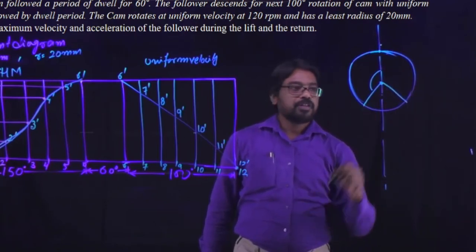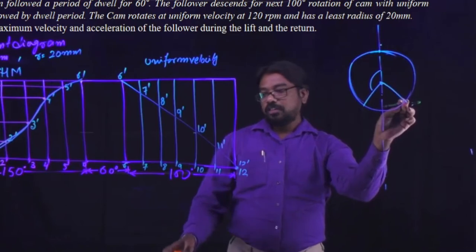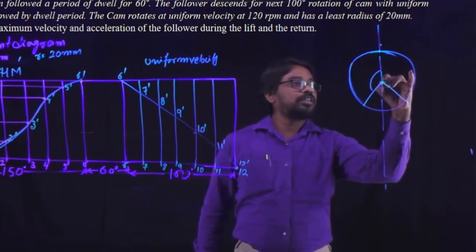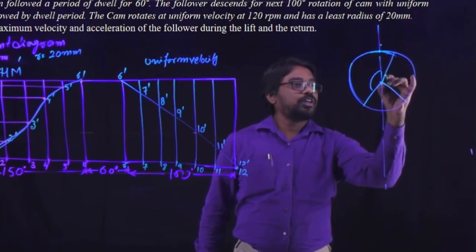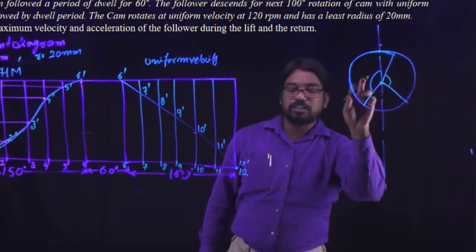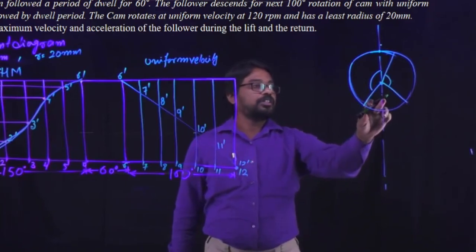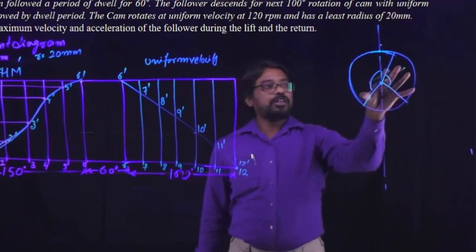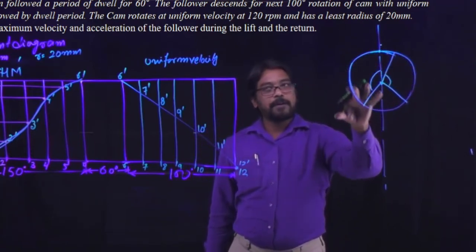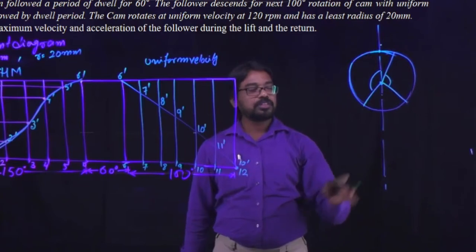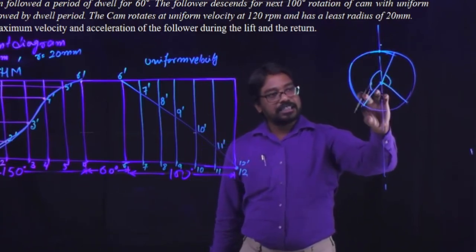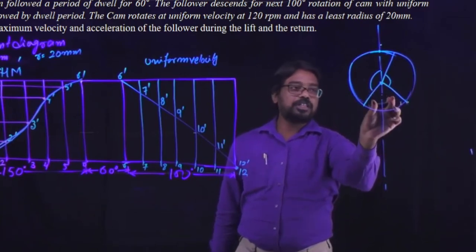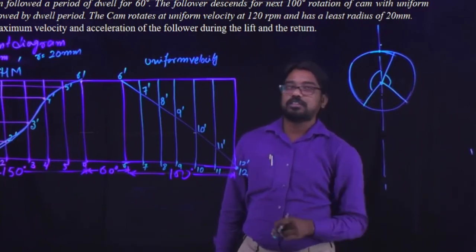Clear? Now from this particular point, the cam is returning within 100 degrees. So from here we measure 100 degrees. First is 150, second is 60 degrees, third is 100 degrees. First, we have drawn a circle with a radius of 20 mm. Then we have divided it into a 150 degree part, a 60 degree part, and a 100 degree part.